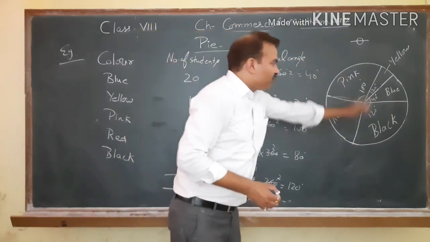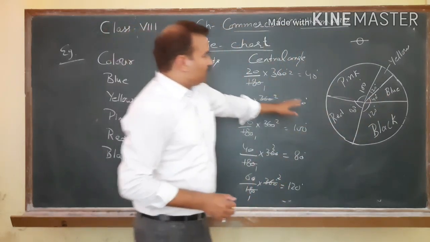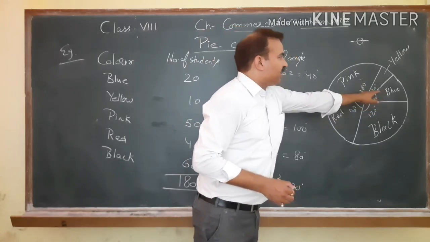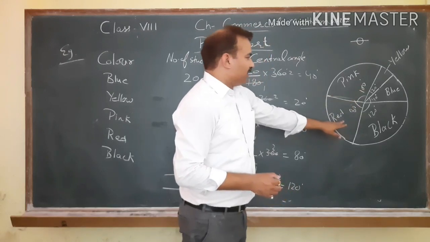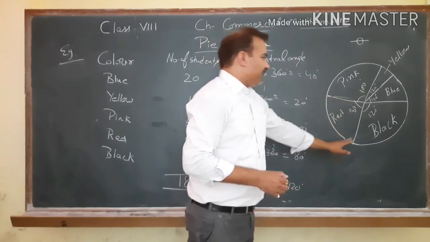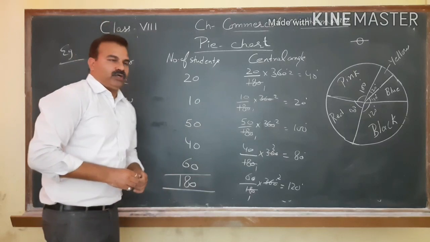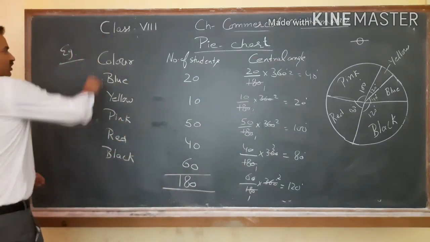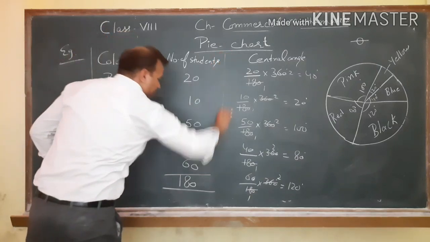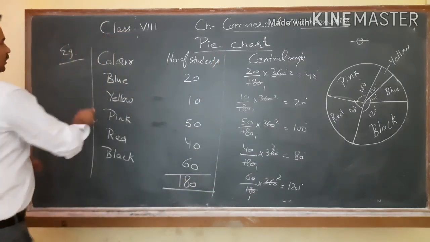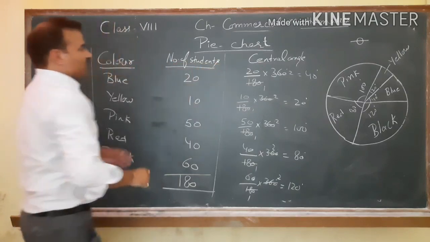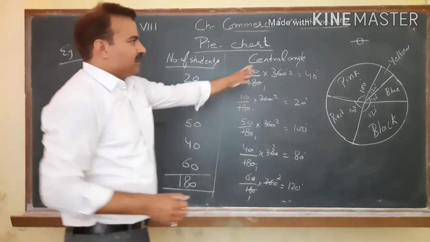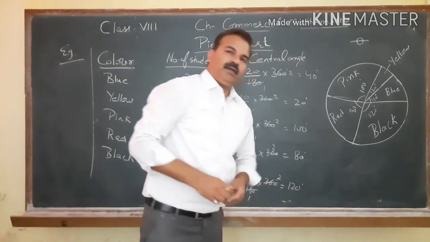This is how we come to know that 40 degree is for the blue, 20 degree for the yellow, 100 degree for the pink, 80 degree for the red, and 120 for the black. The question was given with only this much information, that is the color and the number of students with their choice. Then we have to find the central angle, and this is the way to draw the pie chart.